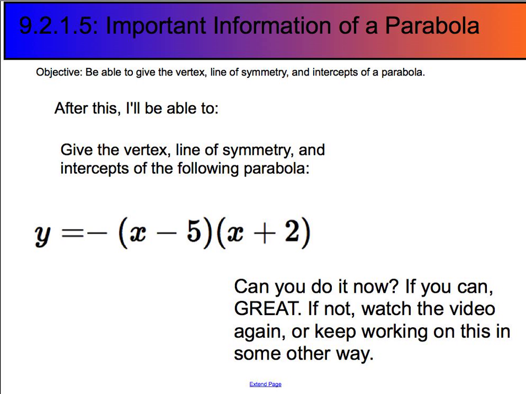So, can you do it on your own now? Can you find all this information if I give you a parabola that's written in factored form with two parentheses? If you can, great. If not, watch the video again or come in after school, get some extra help on these.